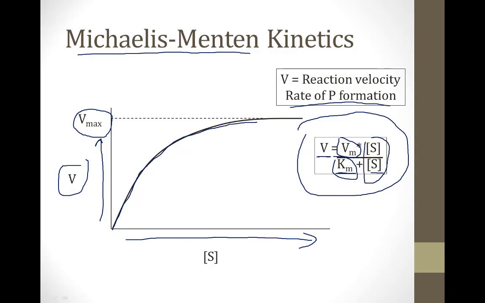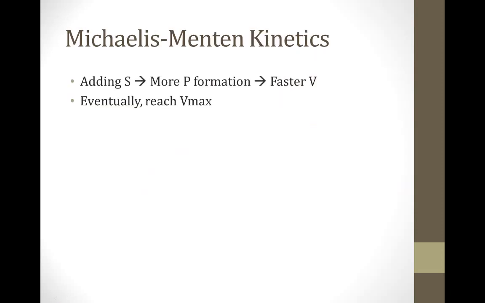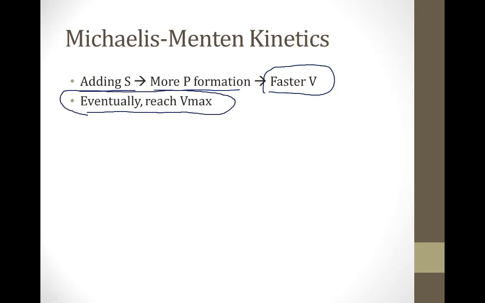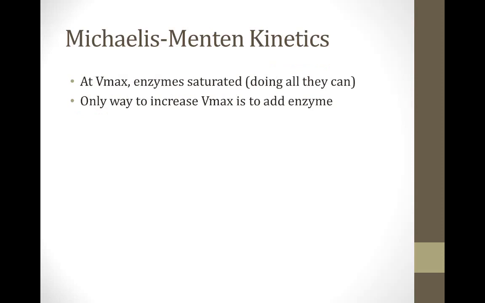by the Michaelis-Menten equation. So let's review a couple of the key features of Michaelis-Menten kinetics that I just discussed. The first is that adding more substrate leads to more product formation at a faster rate, a faster V, as we discussed on the y-axis of that slide. Eventually, however, you reach some velocity called Vmax that you can't get beyond no matter how much substrate you add. What's happening is that at Vmax, the enzymes are completely saturated. They're doing all they can. So when you add more S, there are no enzymes to bind them and form more product P. Therefore, the velocity cannot get any faster.